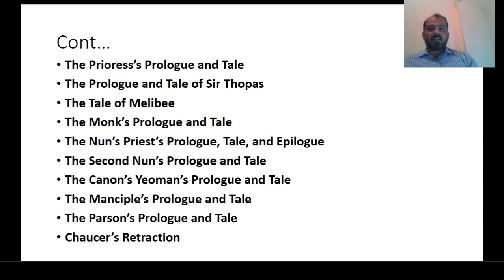the Shipman's Tale, the Prioress's Prologue and Tale, the Prologue and Tale of Sir Thopas, the Tale of Melibee, the Monk's Prologue and Tale, the Nun's Priest's Prologue, Tale and Epilogue, the Second Nun's Prologue and Tale, the Canon's Yeoman's Prologue and Tale, the Manciple's Prologue and Tale, the Parson's Prologue and Tale, and Chaucer's Retraction.